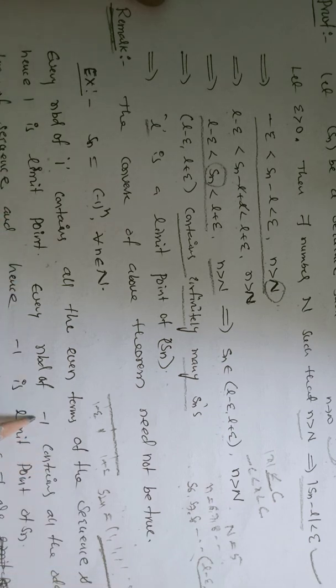Similarly, if we construct a neighborhood of -1, every neighborhood of -1 contains all the odd terms of the sequence. Every neighborhood of -1 contains all odd terms of the sequence. And hence -1 is also a limit point of the sequence Sn.